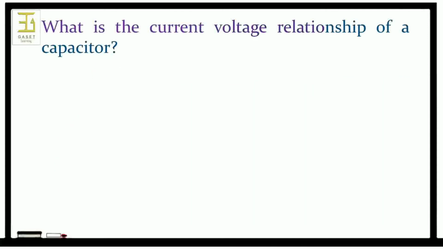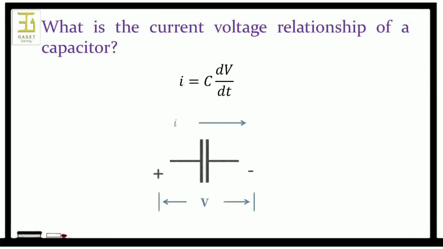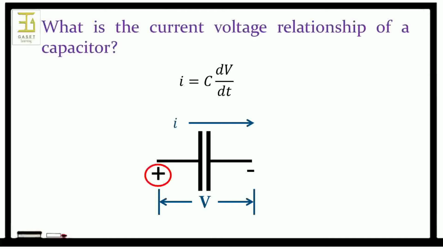What is the current voltage relationship of a capacitor? Capacitor is governed by this differential relationship between the current through the capacitor and the voltage across it. And note again that the convention is to show that current is going into the plus side of the voltage and then we get this equation. The unit of capacitance is farad.